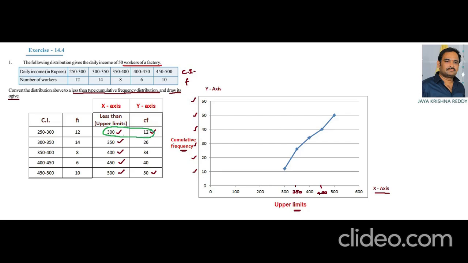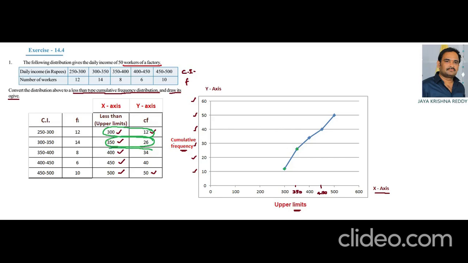So the first point in the graph is 300 on the x-axis and 12 on the y-axis. This is the first point. And the second point is 350, 26: on the x-axis 350 and on the y-axis 26. This is the second point.